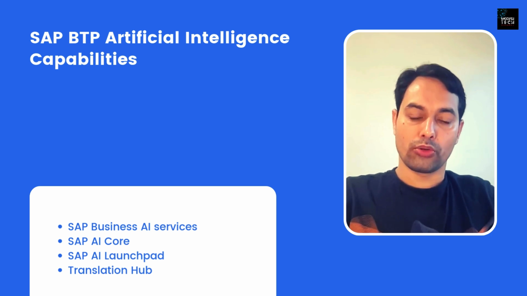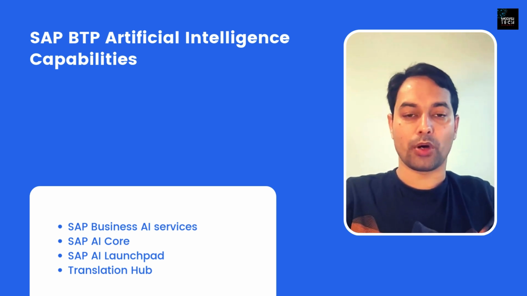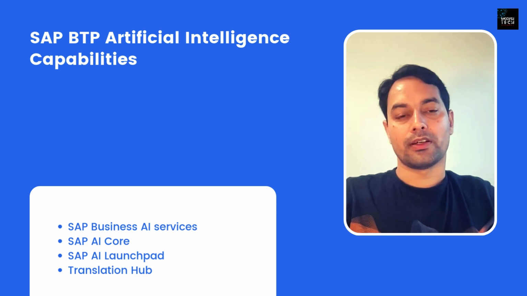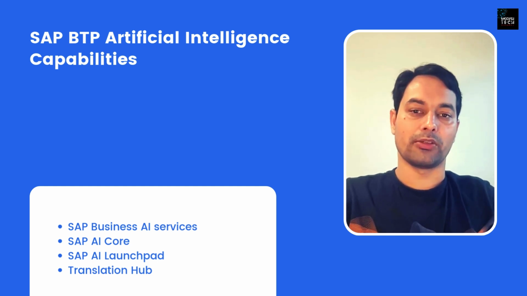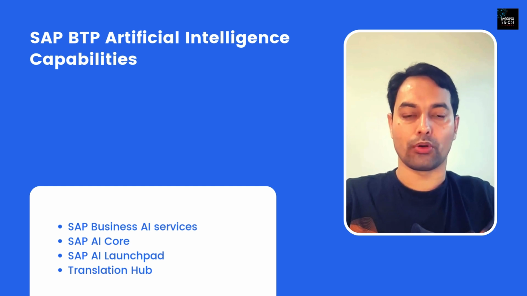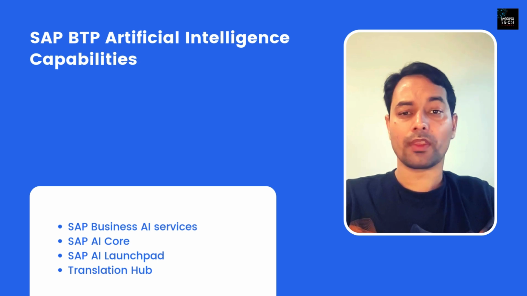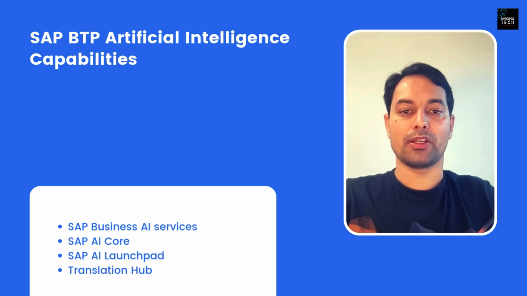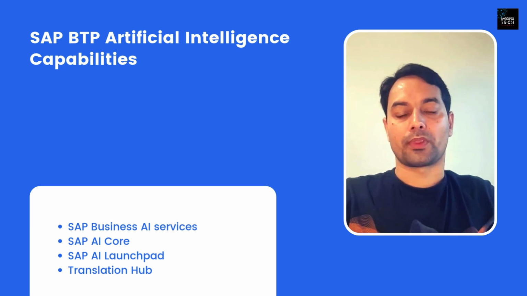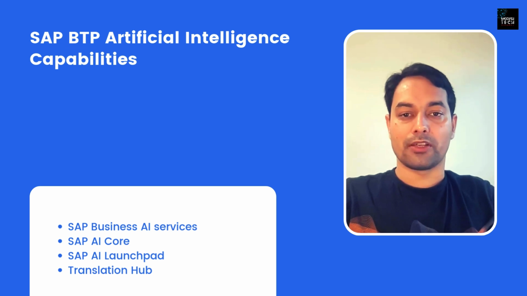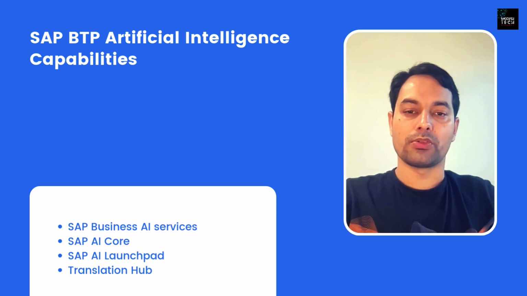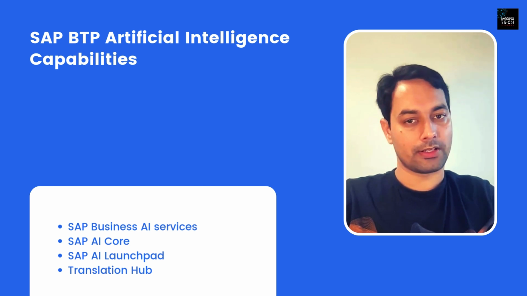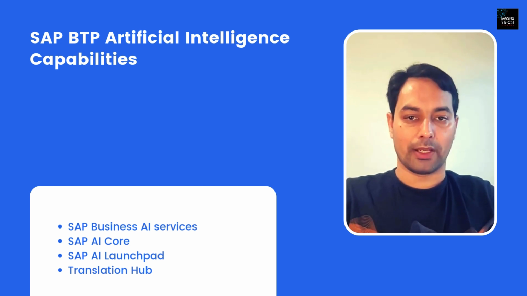Then, if you want to build your custom application, custom models, then you use SAP AI Core and the Launchpad service. The SAP AI Launchpad basically helps you in managing the complete life cycle of your AI scenarios which you're running. And lastly, there is Translation Hub. Translation Hub is basically a repository of texts which are SAP approved translations in different languages. It also gives you the capability of using machine generated translations. So that is also part of the AI portfolio.